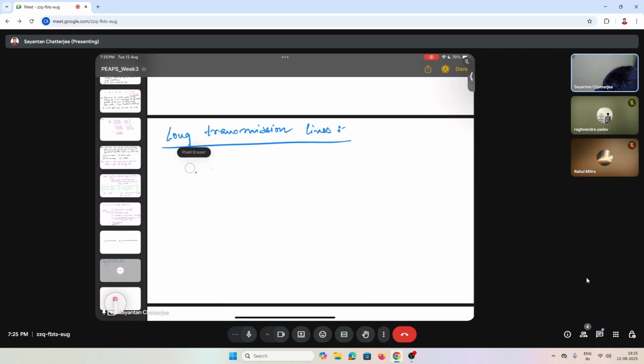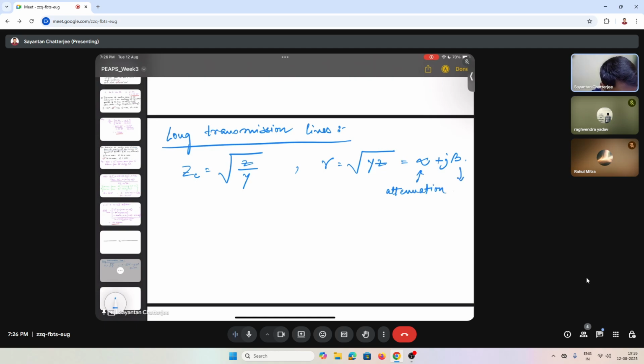First of all, the characteristic impedance, as you all know, is root of Z by Y. For lossless, we have the additional part that the line will be lossless, so the R and G values will be negligible, which will have no effect. And gamma is given as root under YZ, right? And based on that, we solve the values alpha plus j beta. So alpha being the attenuation constant, and beta being the phase constant.